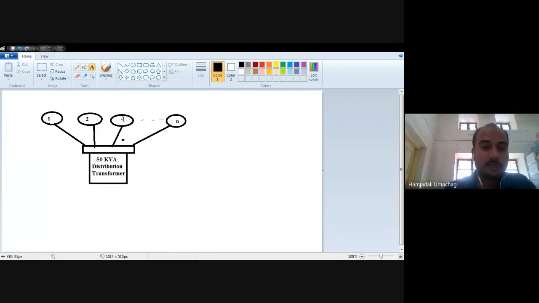And similarly, consumer number 3 is like one kind of office, where during night time it will be completely shut down, and only during daytime all the electrical loads will be on. And so on up to consumer n, how they utilize the power supply keeps on changing. To satisfy that much load, we are going to make use of a 50 kilovolt ampere distribution transformer, right?